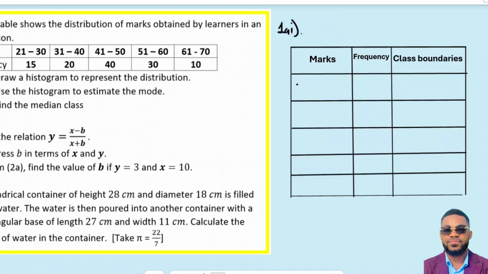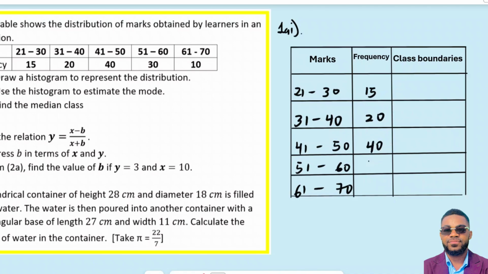This is how we can redraw the frequency distribution table. This time we have the class boundaries here. The first one is 21 to 30, and the frequency is 15. Then we have 31 to 40, 41 to 50, 51 to 60, and the last one is 61 to 70. So let me get the respective frequencies. That's going to be 20, 40, 30, and then 10.